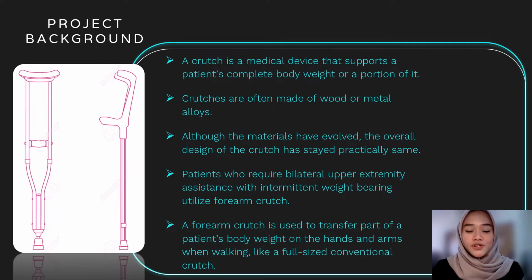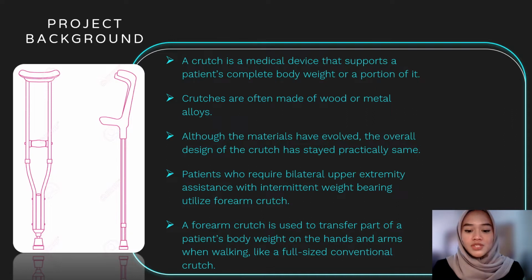Crutches have been around for a long time. A crutch is a medical device that supports a patient's complete body weight or a portion of it. Crutches are often made of wood or metal alloys, most commonly steel, aluminum alloys, and titanium alloys. Although the materials have evolved, the overall design of the crutch has stayed practically the same. They are basically sticks with supports for the hand, forearm, and underarm.